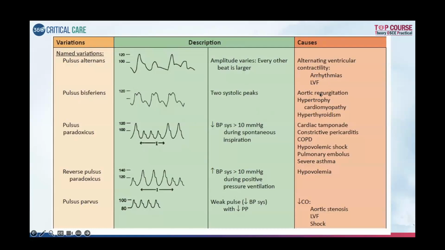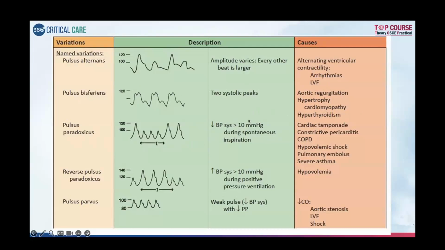This can happen in aortic regurgitation, but more commonly in hypertrophic cardiomyopathy. That's where you'll find pulsus paradoxus, very common in clinical findings. So pulsus paradoxus is a paradoxical name itself. What happens is, with spontaneous ventilation, your systolic blood pressure goes down by more than 10 millimeters of mercury.